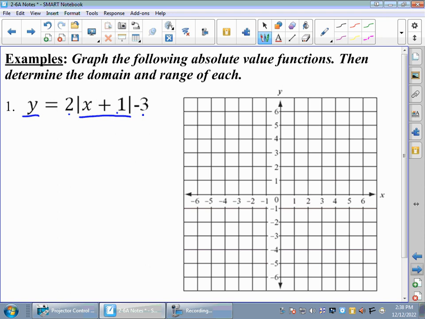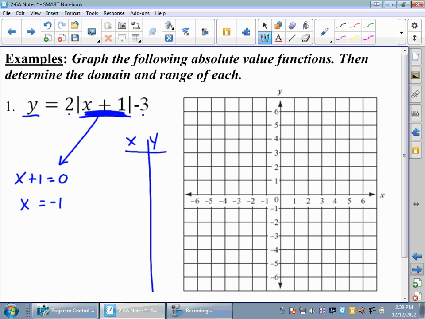Okay, so what does that do to my V? Well, let's just first start with that lonely point. The lonely point is when this thing is equal to 0. So if that thing is equal to 0, that's when x is equal to -1. So we solve this little tiny equation, and that gives me my vertex. What gives me the x-coordinate of my vertex? So my x-coordinate of my vertex is -1, something. The something is after you plug it in.